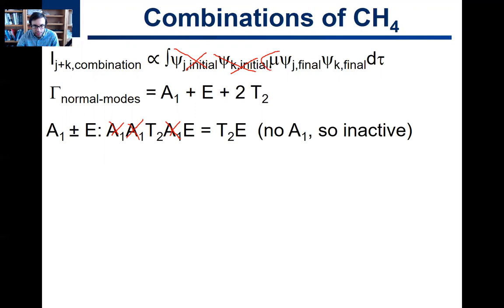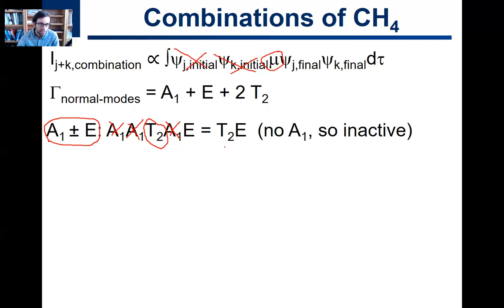Mu is the transition dipole moment operator. For Td symmetry, it's always x, y, z, and in Td symmetry, T2 is what transforms as x, y, and z. So then you're left with an A1 times E, which came from what you're actually evaluating, the two modes that you're trying to add or subtract together. You're left with just T2 times E, because this A1 can go away.